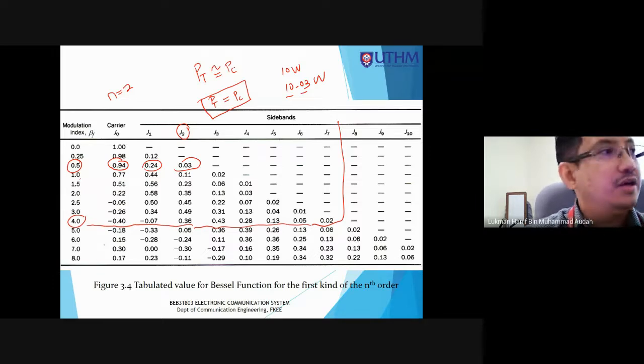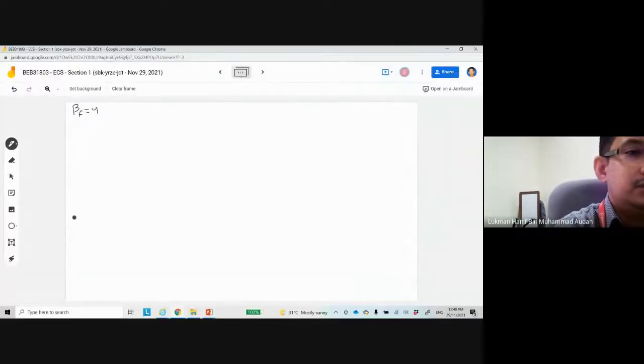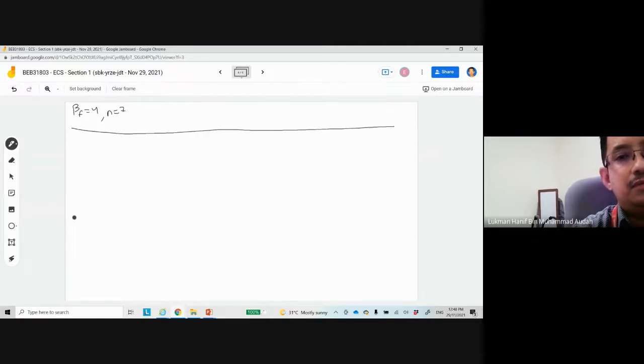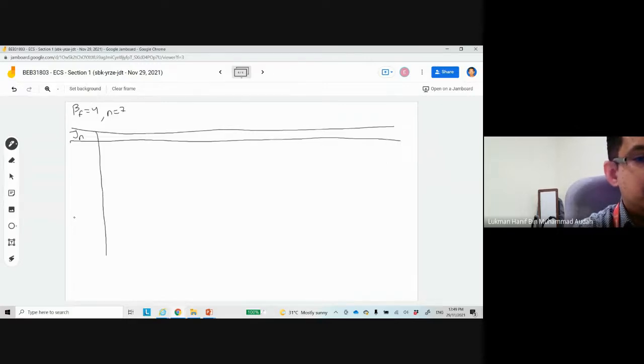So ini you kena buat table lah. Maknanya daripada J0 until J7. Okay. So, ada banyak, tak apa, kita akan buat. So, maknanya N equal to 7. So, you need to draw a table. So, let's draw a table. Kita buat pelan-pelan. Dia Jn, and Jn kita you kena rujuk table.